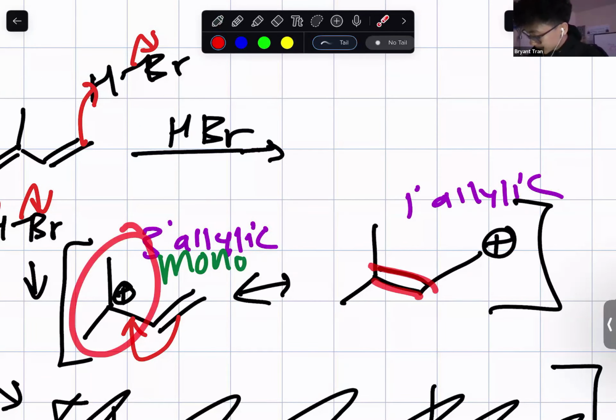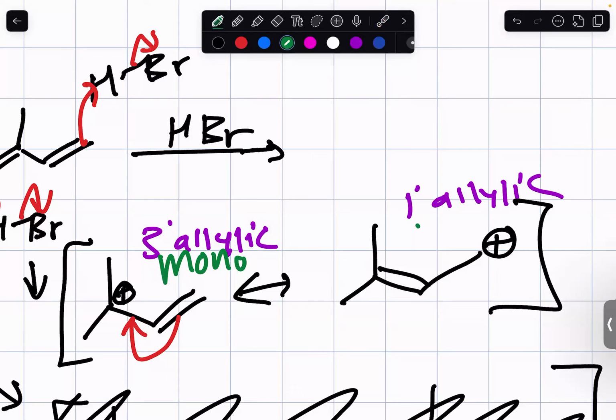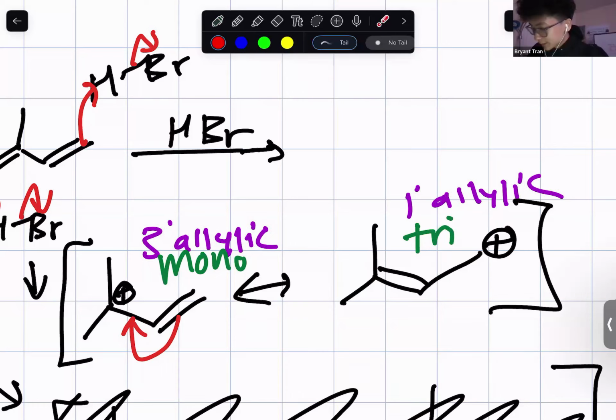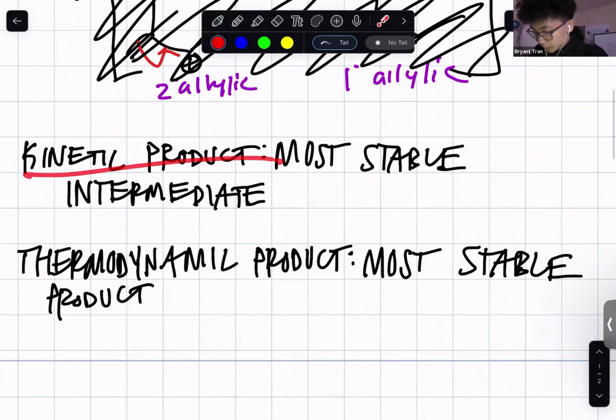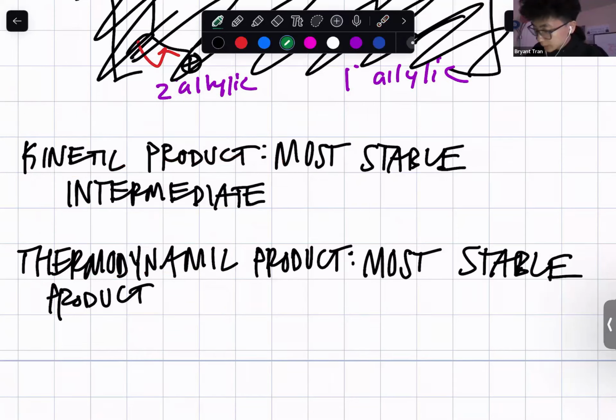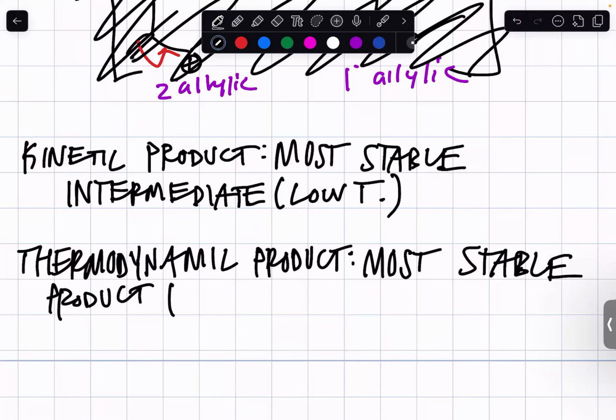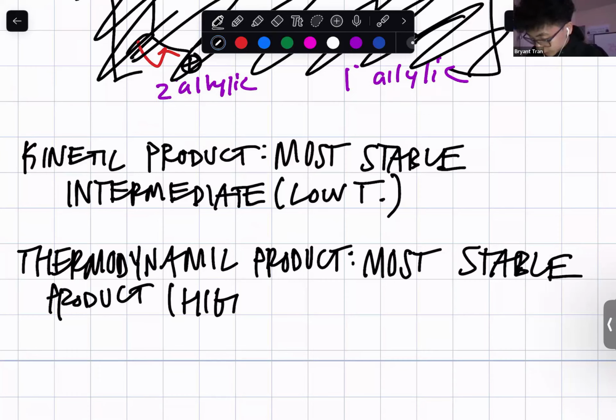What about this alkene right here? Tri, yes. Now, this is going to be professor-based. The way you tell whether you're going to go for the kinetic product or your thermodynamic product is going to be temperature-based. Kinetic product is going to come from low temperature. Thermodynamic product is going to come from high temperature. Heat.